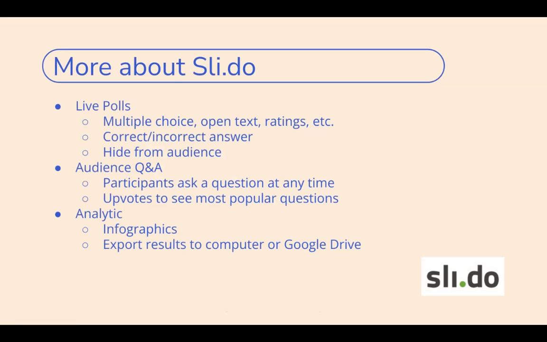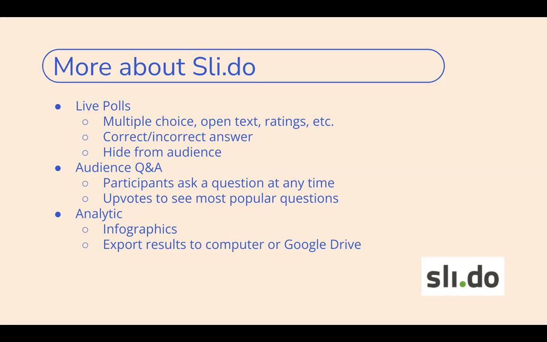Okay, so just a couple of points. You can create live polls and have your audience interact. There's different options like multiple choice, ratings, open text. You can do correct or incorrect answers, hide the right answer, and then after everyone answers, you can share what the correct answer was. There's also, like she mentioned in the video, an audience Q&A.